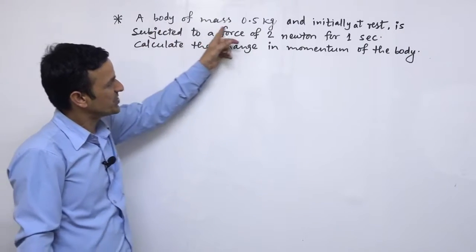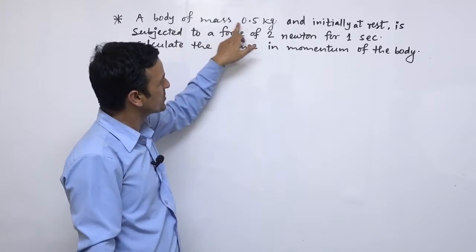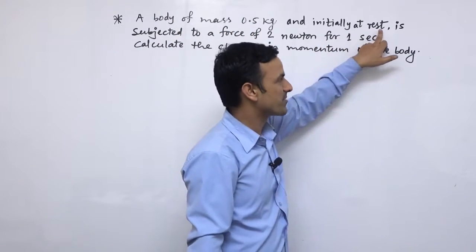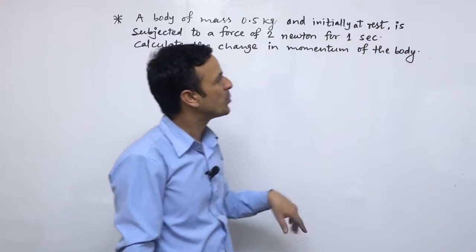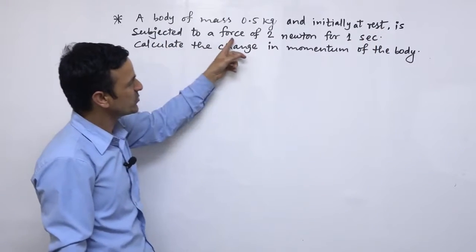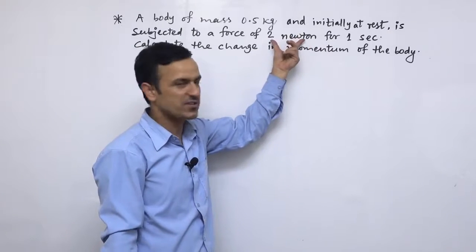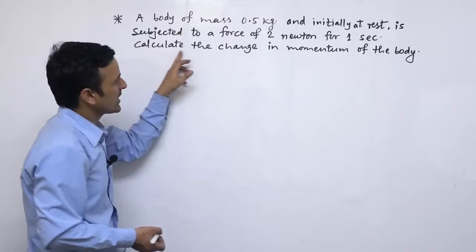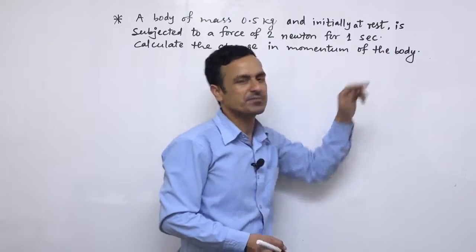So we have this question now. We have a body whose mass is 0.5 kg and it is starting from rest, that means u is equal to 0 obviously, and is subjected to a force of 2 Newton, F is equal to 2 Newton, for a time of 1 second. Calculate the change in momentum of the body.